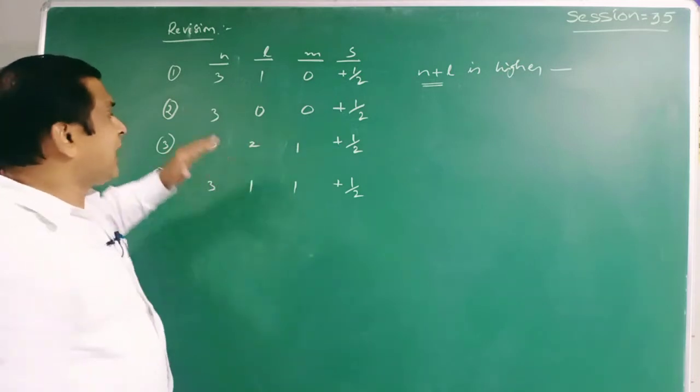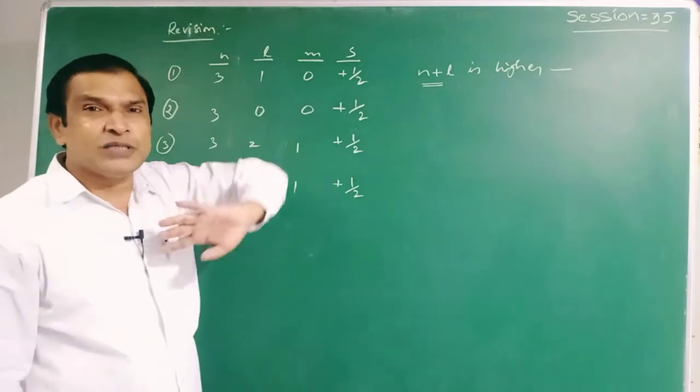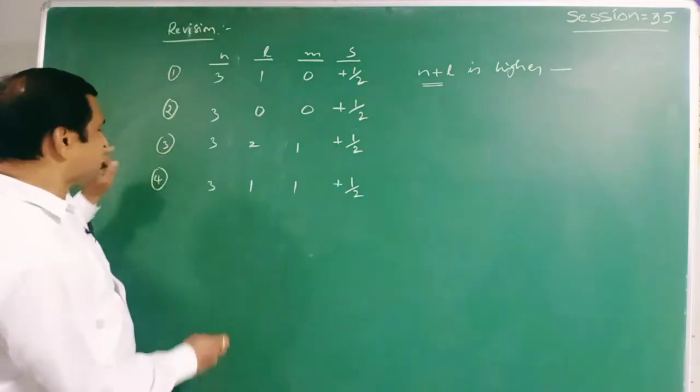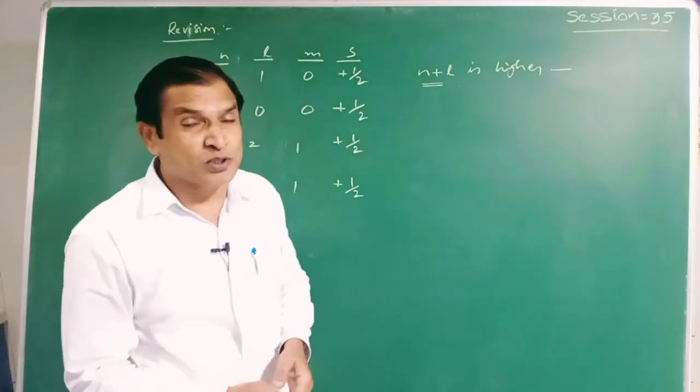Higher energy orbital we identified, it is because higher n plus l value is higher energy. That is over. Okay, so for this, the third option is the right answer. Now the next question we can prepare from the same options.